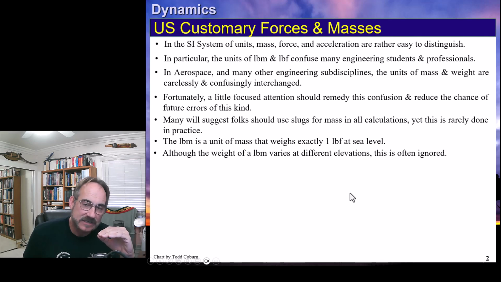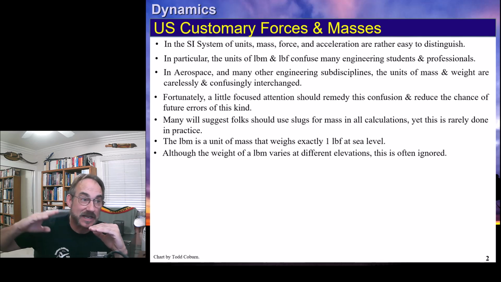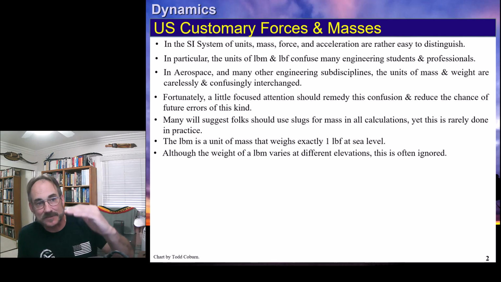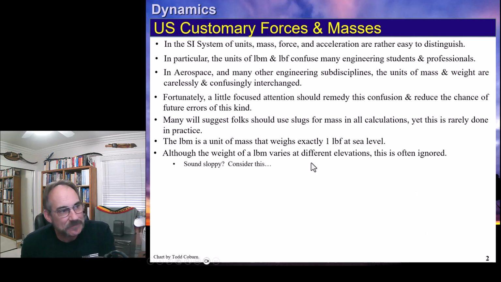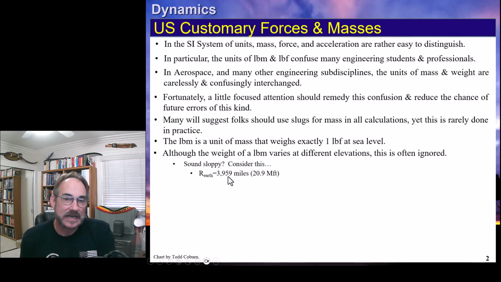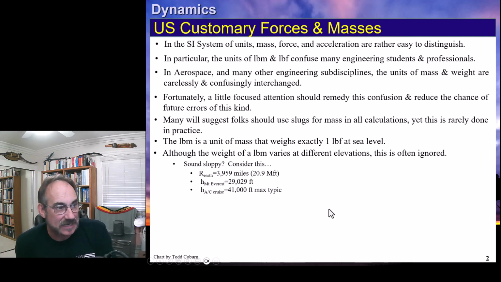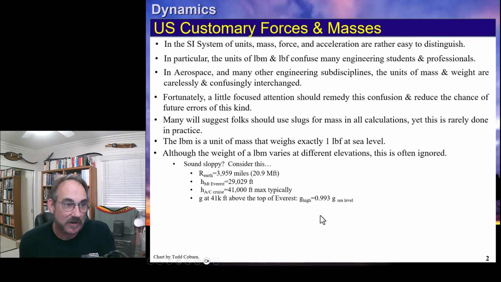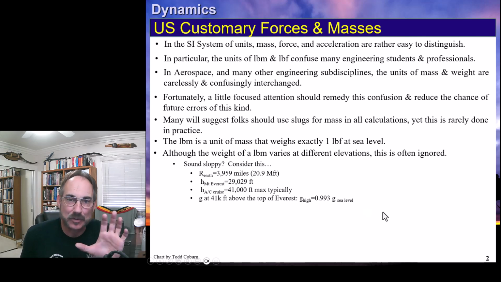The acceleration of gravity changes with elevation, so that will be different. You're going to have the same pound mass, but the way that equates is a little different. Let's take a look. For example, the Earth has almost a 4,000 mile radius. Everest is 29,000 feet high. A typical aircraft cruises at 41,000 feet. So if we look at an aircraft flying 41,000 feet above Mount Everest, we actually would get a g of 0.993 times the acceleration of gravity at sea level.